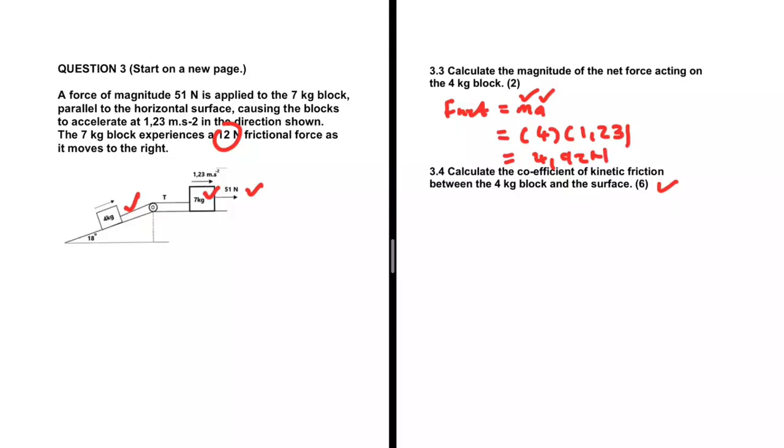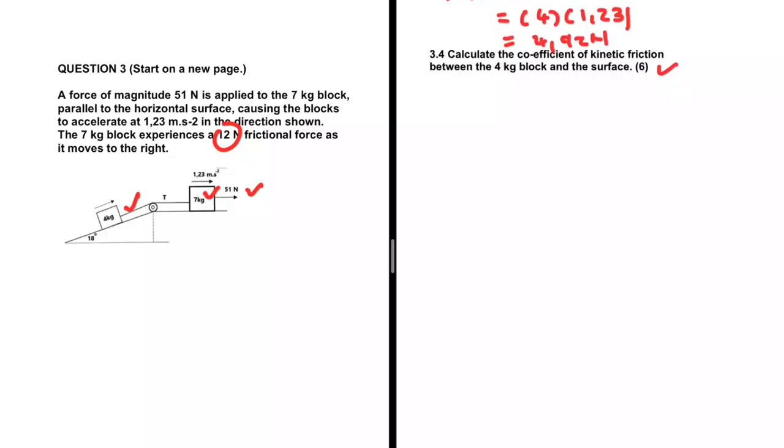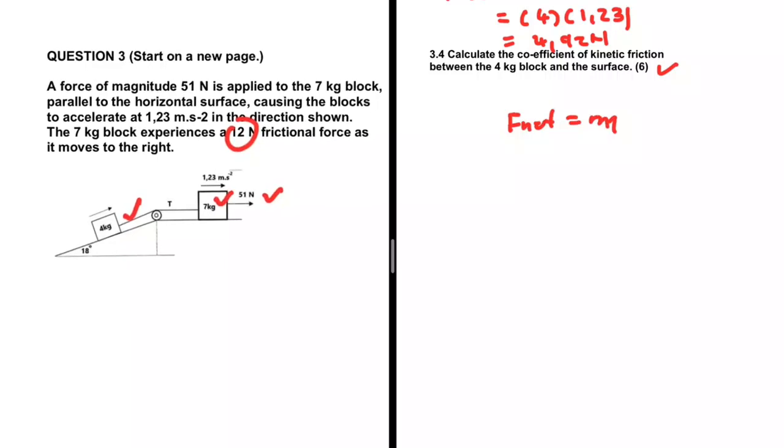The question we are really interested in, 3.4: calculate the coefficient of kinetic friction between the 4 kg block and the surface. Right, let's go ahead and take a look. So for the 4 kg block, we have F net equals ma. What is pulling the 4 kg block is the tension force. So we're going to have the tension force minus the frictional force minus weight parallel equals ma.